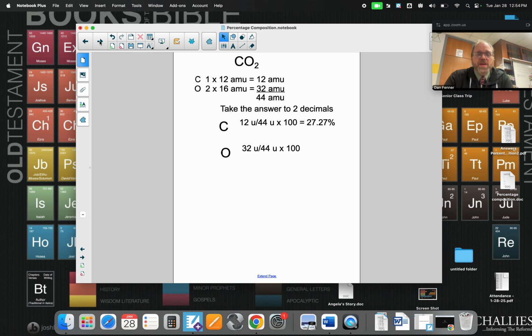All right, let's try the other one. 32 U divided by 44 U times 100. We get 72.73%. Now, there's a way to make sure that you did most of the work correctly. If you add them up, you should get 100.0. Is it always going to be 100? Well, there's a possibility of some slight difference. So if you get anywhere between 99.99 and 100.01, that's fine. Now, you've done the math, but there's still a possibility you got the formula wrong, and that might have messed everything else up. But if you have these numbers right, then you have the work done there.